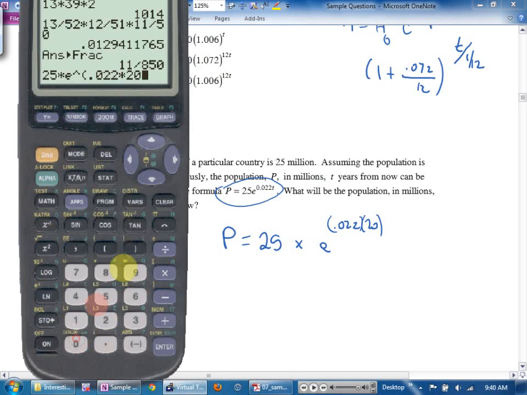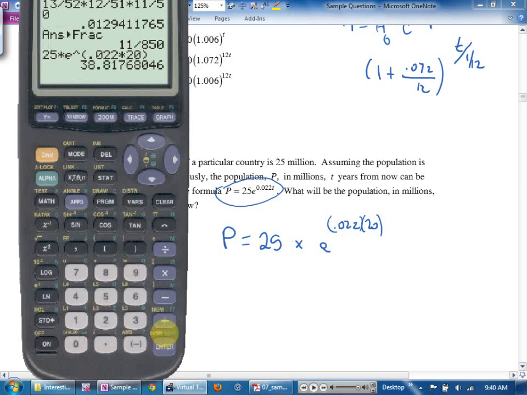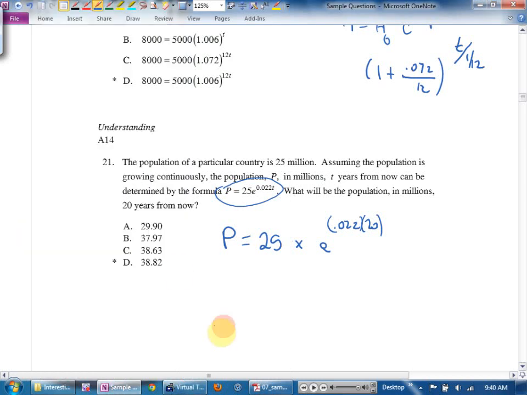38.8. There. Okay. The only other thing they can do is they can ask you to solve for something up here, which is just like logs, except don't use your log button. Use which button? ln.